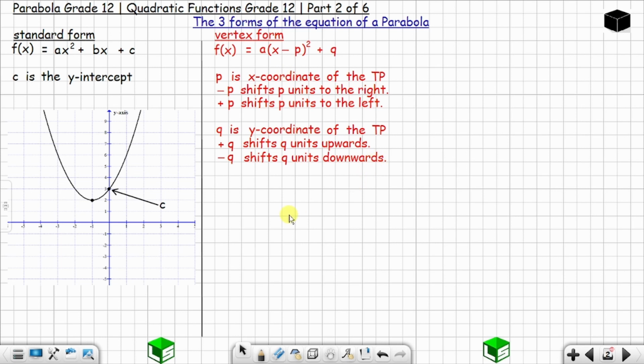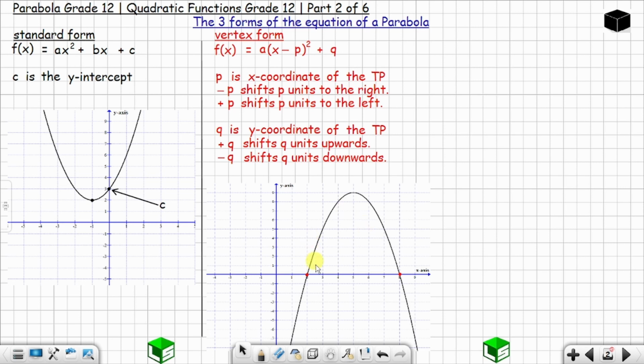When you are given a graph like this, for example, you can see it cutting the x-axis at that point and at that point. This is your turning point, which is there. The coordinate of this point will be p and q. You know that this is your x coordinate, so this is your p. In this case, you can see that p is equal to 5. When you put it back inside the bracket, it's going to be negative 5, but here it is a positive 5. Remember, when you put it back in the bracket, you change the sign.